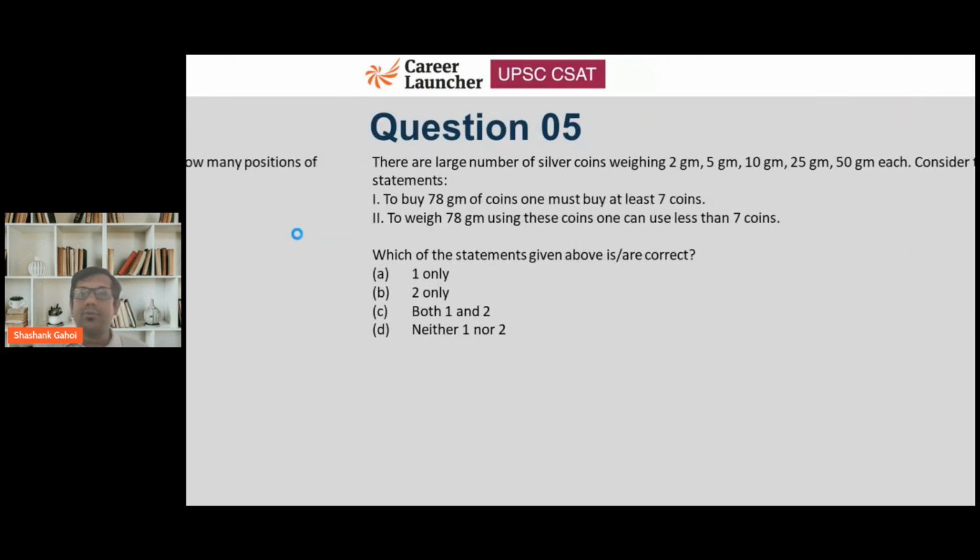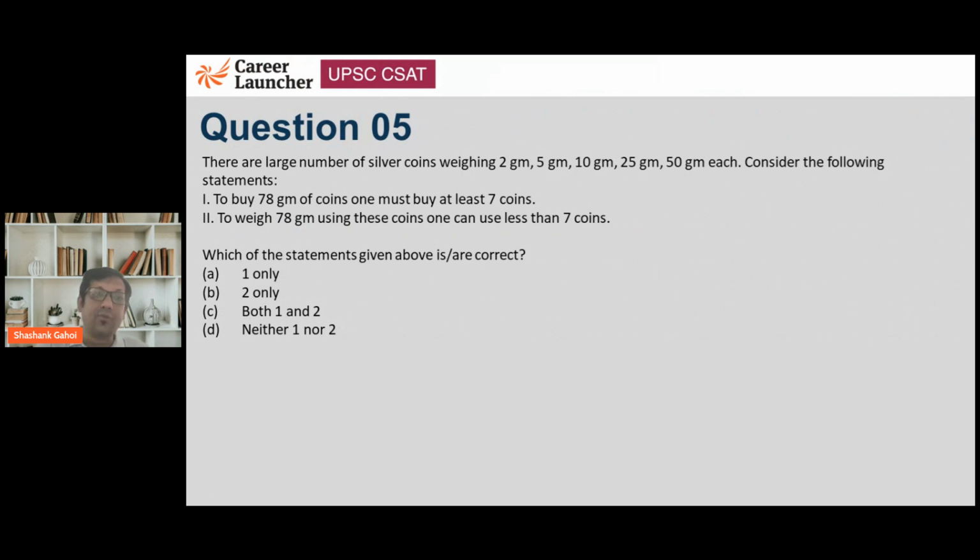Okay. Now let's move on to the next one. What does it say? There are a large number of silver coins, 2, 5, 10, 25, and 50 grams. Consider the following statements. To buy 78 grams, one must buy at least 7 coins. Okay. Second says less than 7 coins. Okay. So to get 78, there are only two possibilities. Either you are going to use 7 or more, or you are going to use less than 7. Right. So both the statements cannot be true.